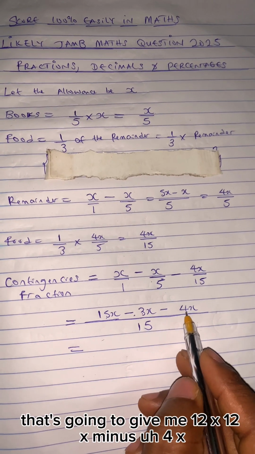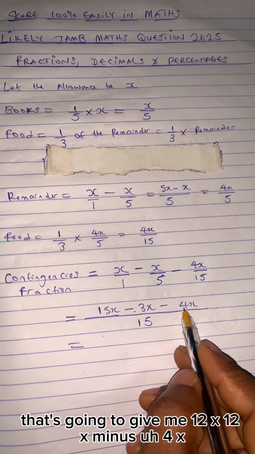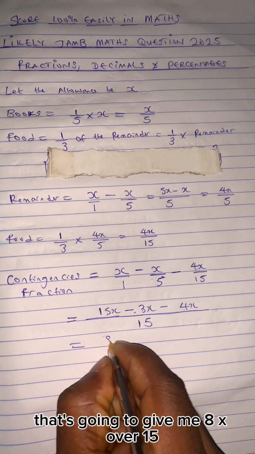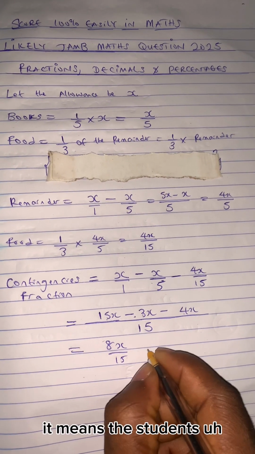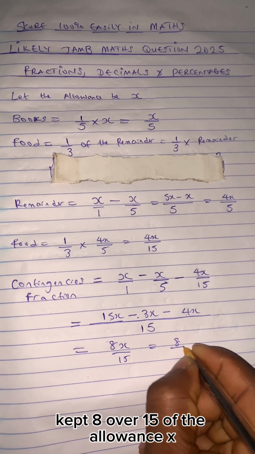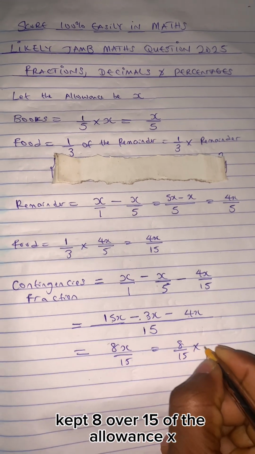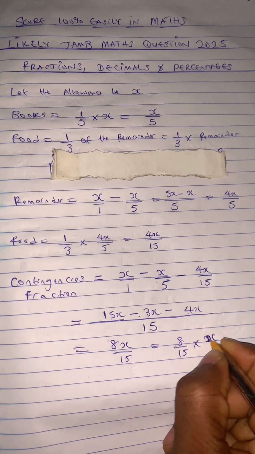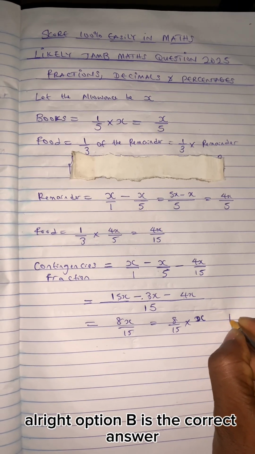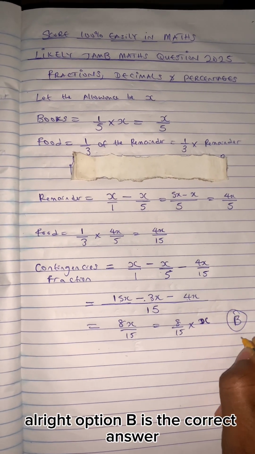12x minus 4x. That's going to give me 8x over 15. It means the student kept 8 over 15 of the allowance x. All right, and option B is the correct answer.